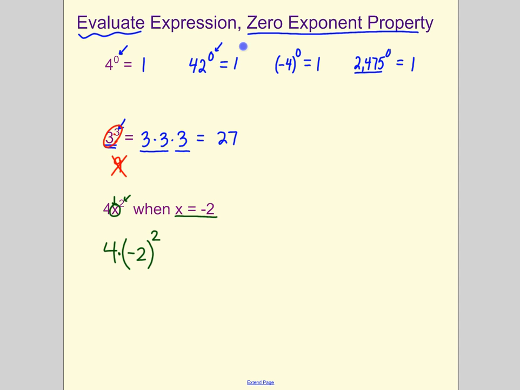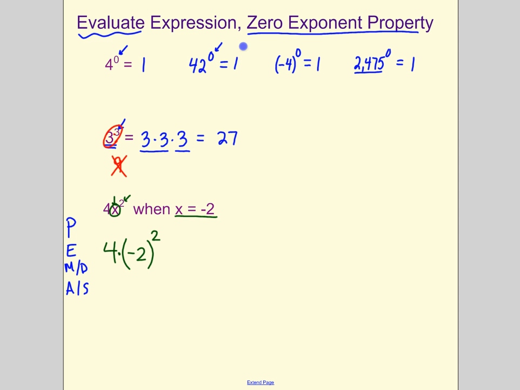So from here, you have two options. You can do 4 times negative 2 and then raise that to the 2nd power, or you can do negative 2 squared and then multiply it by 4. So how do we know what we should do first? This all comes down to your order of operations. Remember how much we love PEMDAS, and we actually do love it because it gives us an easy way to remember how to go about evaluating an expression.